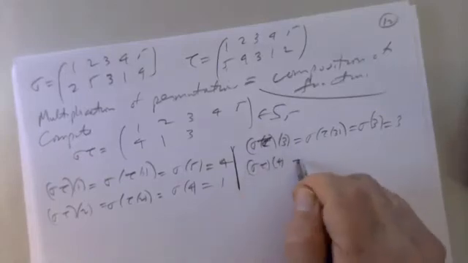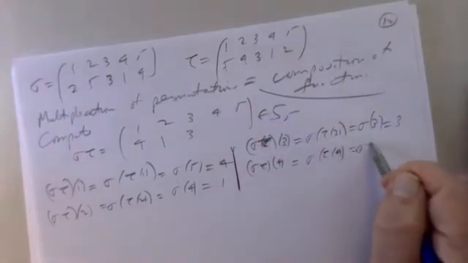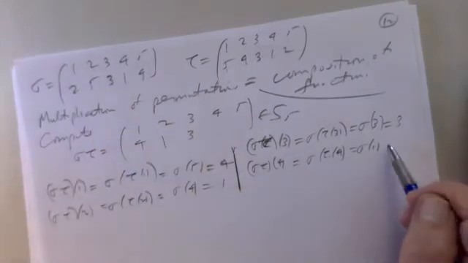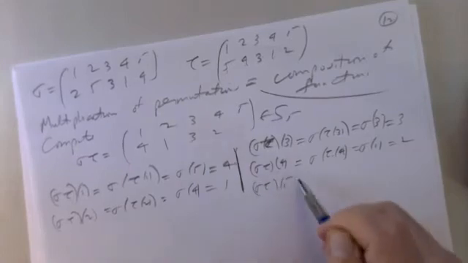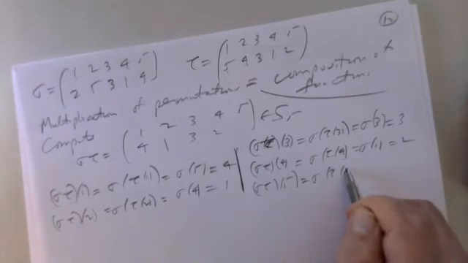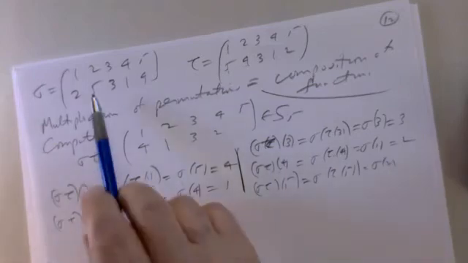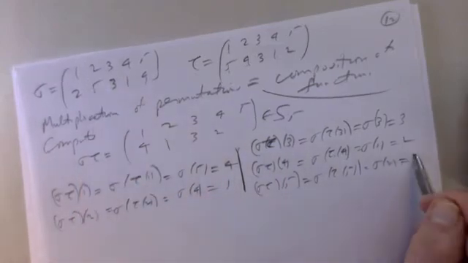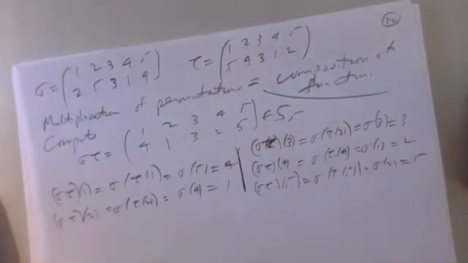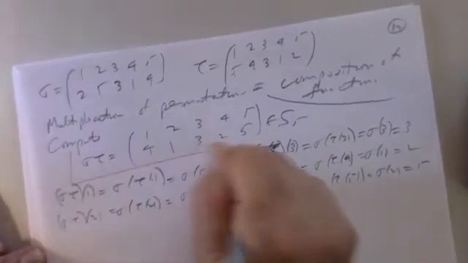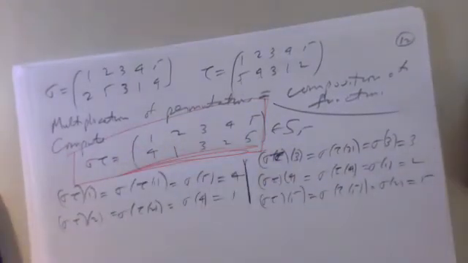Sigma tau of 4 is sigma of tau of 4. Tau of 4 is 1. So this is sigma of 1. Sigma of 1 is 2. So 4 ends up at 2. And sigma tau of 5 is sigma of tau of 5. Tau of 5 is 2. So that's sigma of 2. Sigma of 2 is 5. So 5 also ends up at 5. So when you do the calculation, that's sigma times tau.